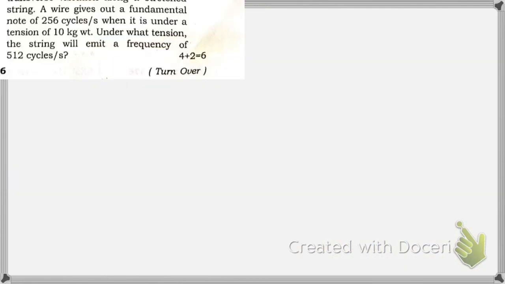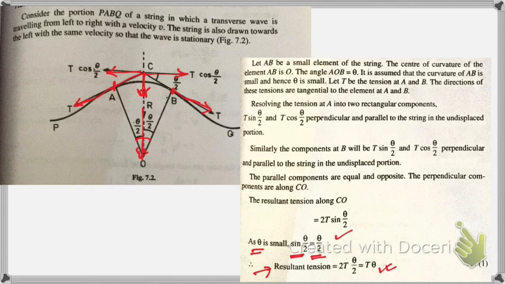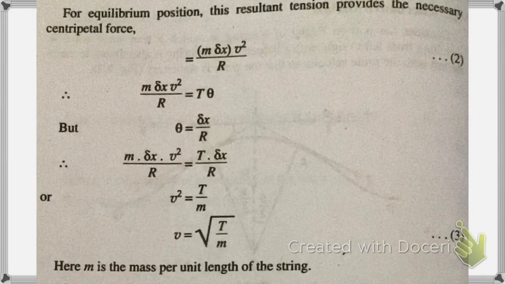Sorry, I forgot to add that expression for velocity. Just wait. If you have noted up to this point, equation number 1, here is the expression that we have got for velocity. For the equilibrium position, the resultant tension provides the necessary centripetal force. This is given by this one.